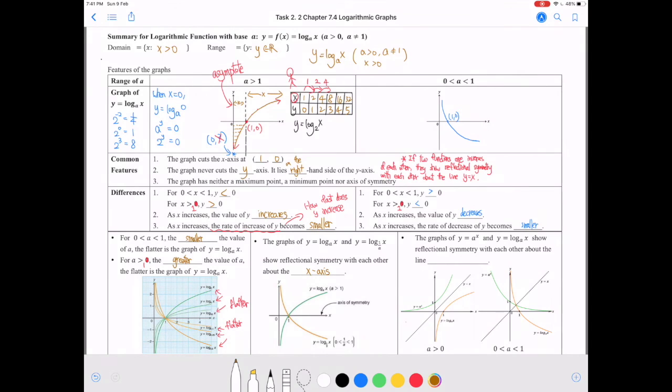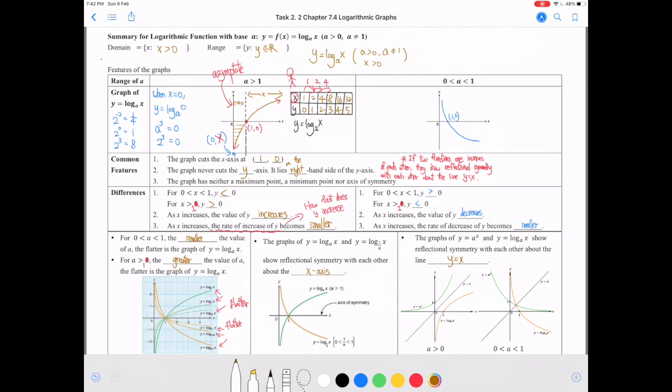The last one: the graphs of y equals a to the power of x and y equals log base a of x show reflectional symmetry with each other about the line what? So we have 2 graphs there, right? One is green, one is orange. So which one is the axis of symmetry? It's clear. It is the line y equals x, right?